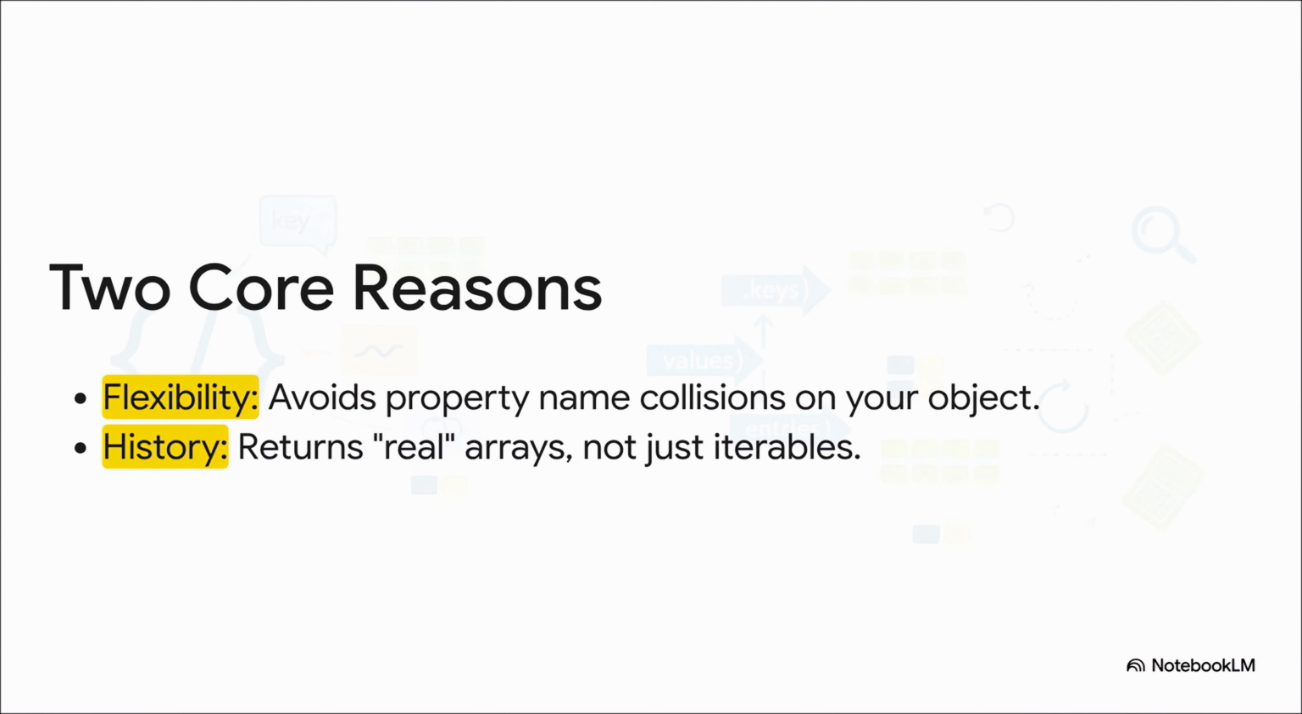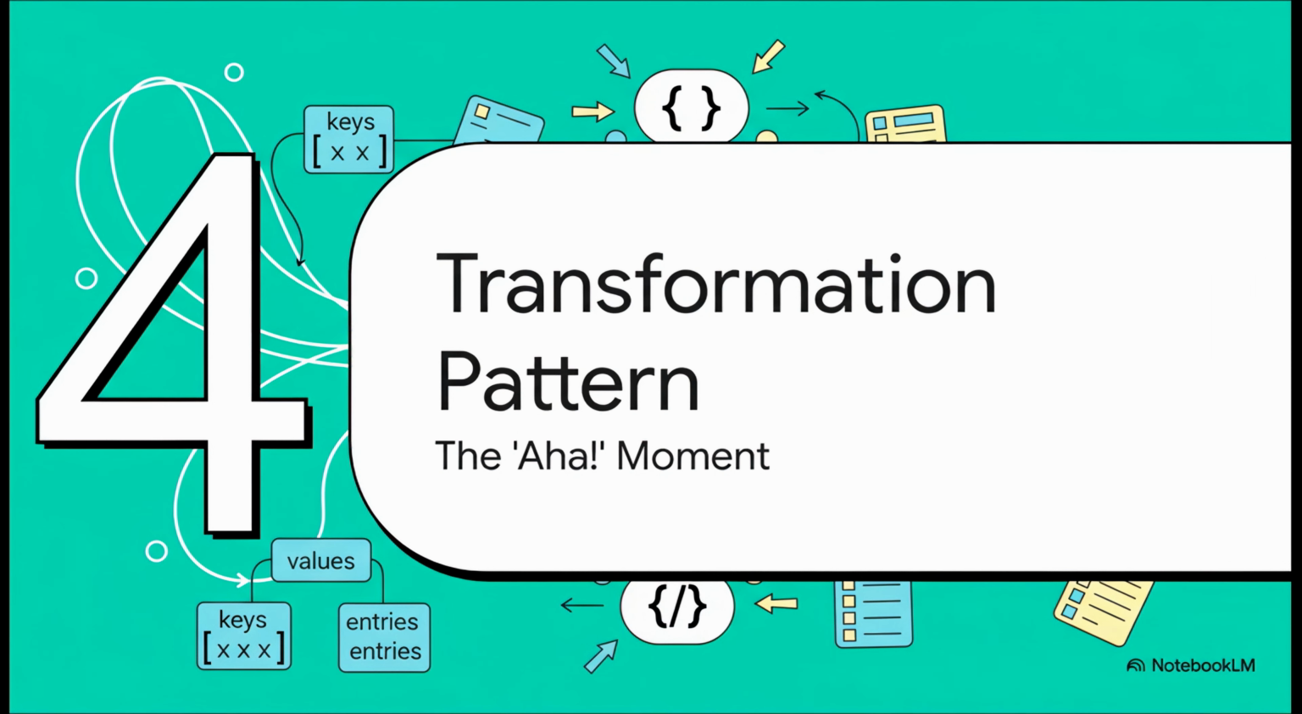This way, there's no conflict. And second, it's a bit of a history thing. These methods were designed to give you a real array from the get-go, which, let's be honest, is usually what you want anyway. Alright, this is where it all comes together.